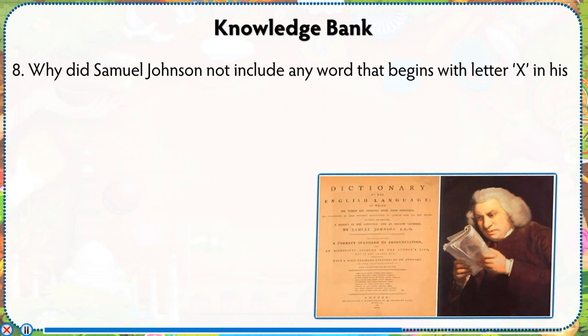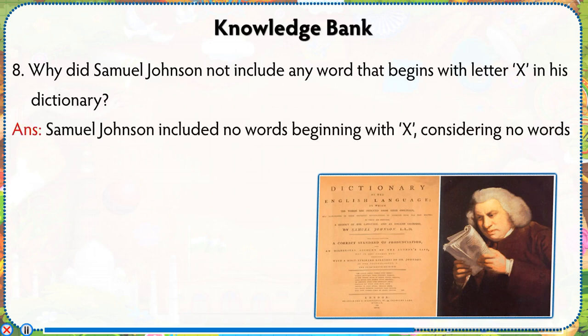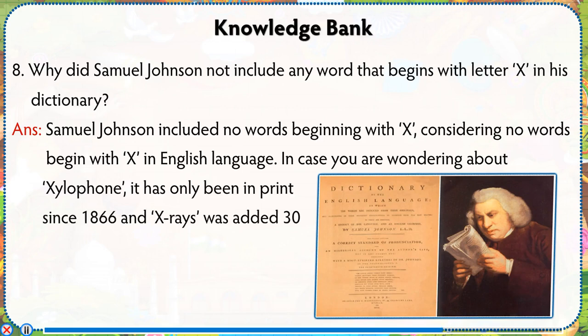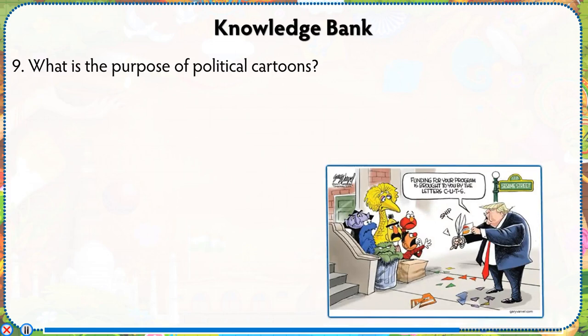8. Why did Samuel Johnson not include any word that begins with letter X in his dictionary? Answer. Samuel Johnson included no words beginning with X, considering no words begin with X in English language. In case you are wondering about xylophone, it has only been in print since 1866 and X-rays was added 30 years after the use of the former word.